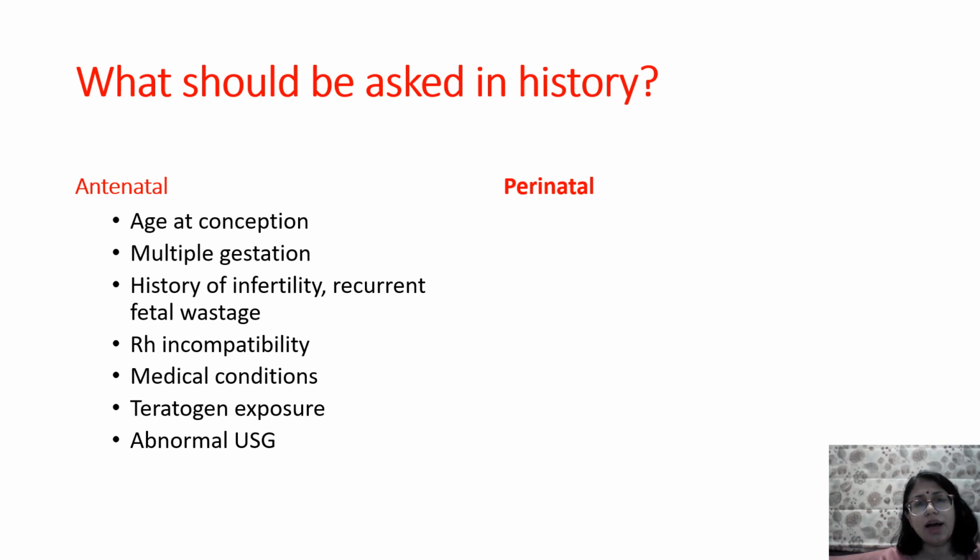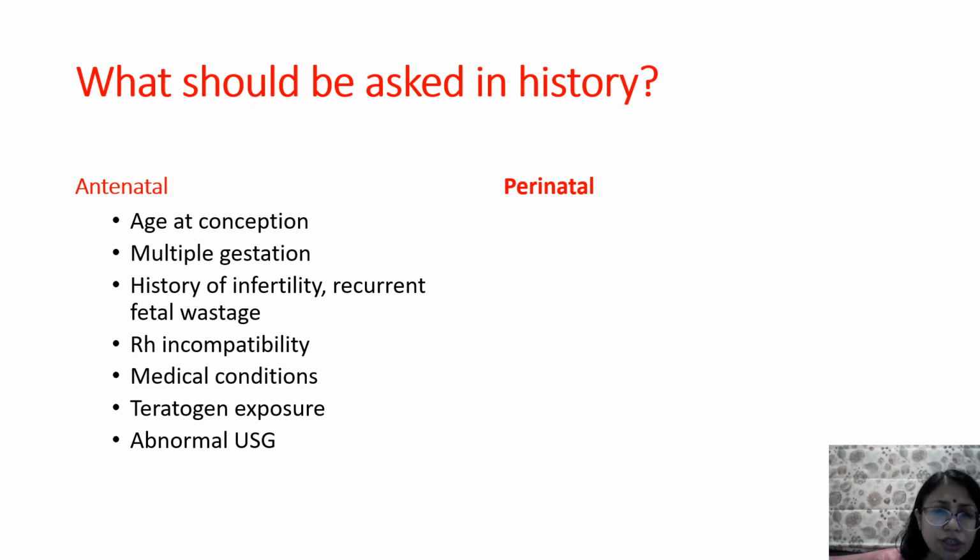So what should be asked in history? The history begins right from the time of the antenatal period in the developmental history. So we should ask about the age at conception. Many of the developmental disorders like Down syndrome and associated global developmental delay may be dependent on advanced maternal age, and things like Fragile X syndrome may be associated with advanced paternal age.